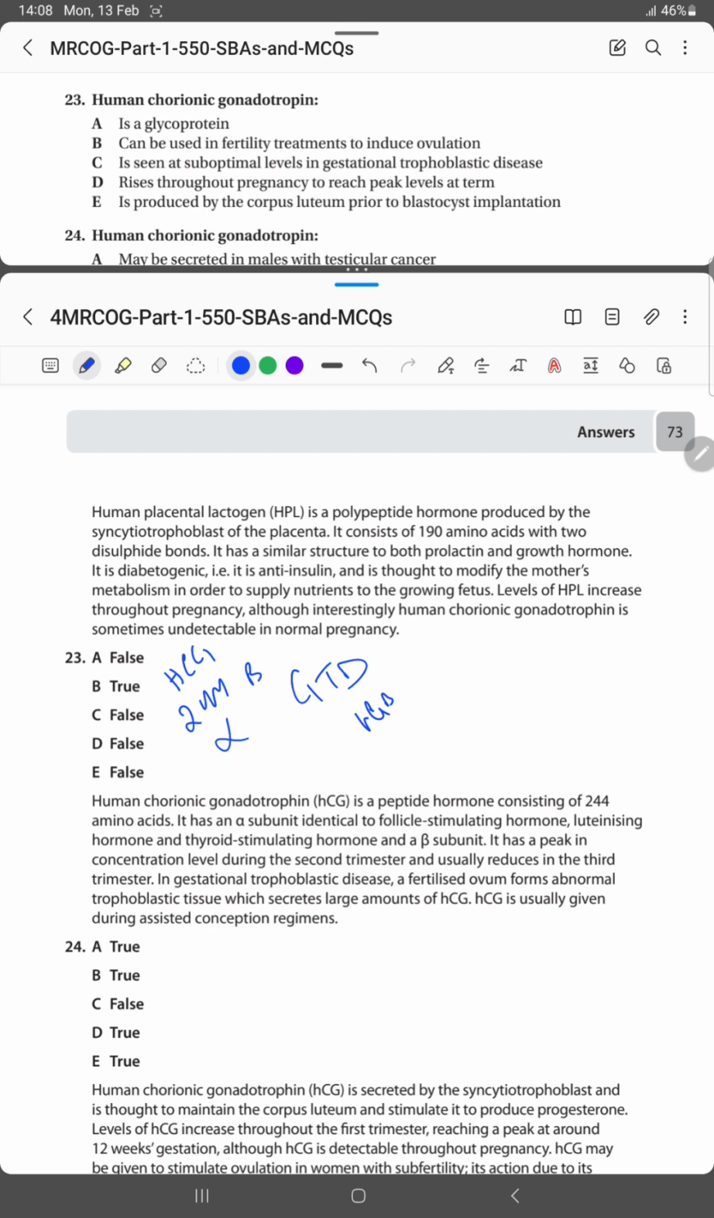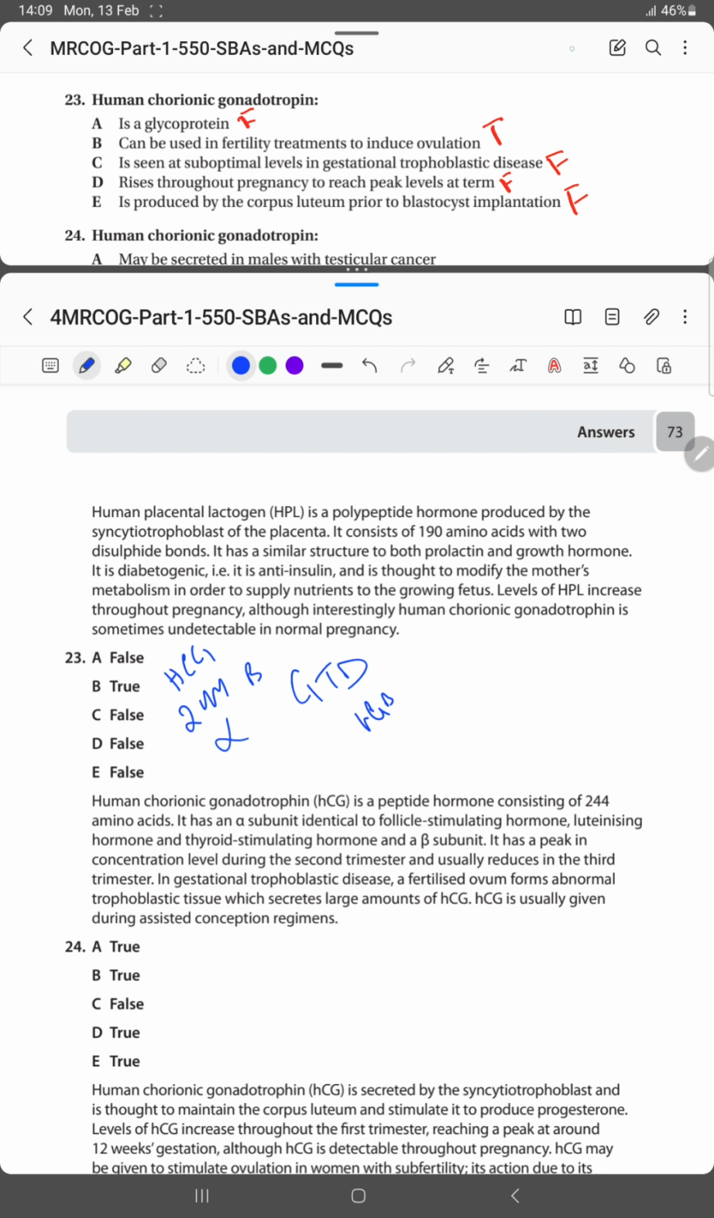Let's see our options. It is a glycoprotein. It is a peptide hormone, not a glycoprotein, so the option is false. And it can be used in fertility treatment to induce ovulation. Yes, that is true. And it is seen at suboptimal levels in gestational trophoblastic disease. No, they are very high in GTD, and they rise throughout the pregnancy to reach peak levels at term. That is again false. The peak level is during the second trimester, and in the third trimester they start decreasing. It is produced by the corpus luteum prior to blastocyst implantation. That is again false, because it is produced by the trophoblastic tissue.